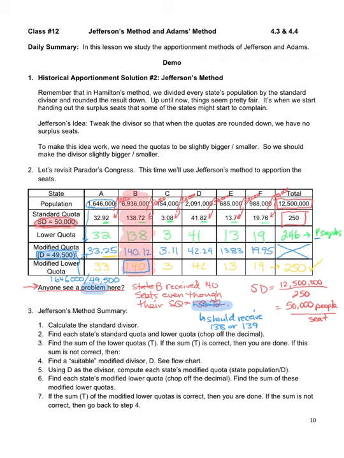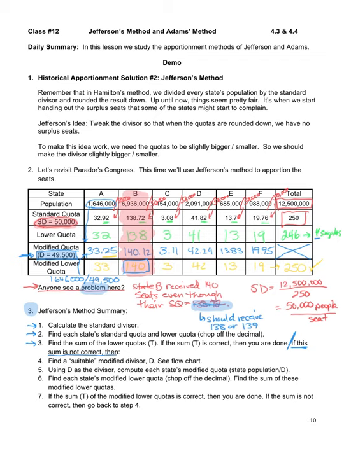Jefferson's method, though, the question is, how do you do this method? Where did that 49,500 come from? How did this number come up? So, Jefferson's method. Your first step is to calculate the standard divisor. Your next step is to find each state's standard quota and their lower quota, so you're chopping off the decimal. And then you sum those lower quotas, and if your sum is correct, you're done. And up to that point, it looks like Hamilton's method. But typically that total's not correct, so you continue on. This is where Jefferson's method is different from Hamilton's.